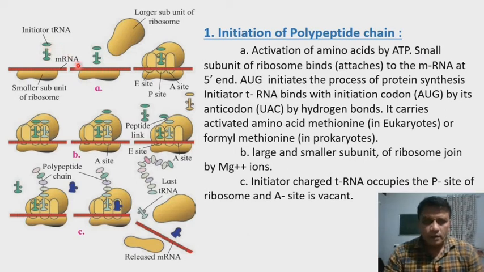Now the small subunit of ribosomes binds to the messenger RNA at the C5 end. Here we can see the smaller subunit of the ribosome attached to the C5 end of this messenger RNA, and here the genetic code AUG is present, which starts the process of protein synthesis.